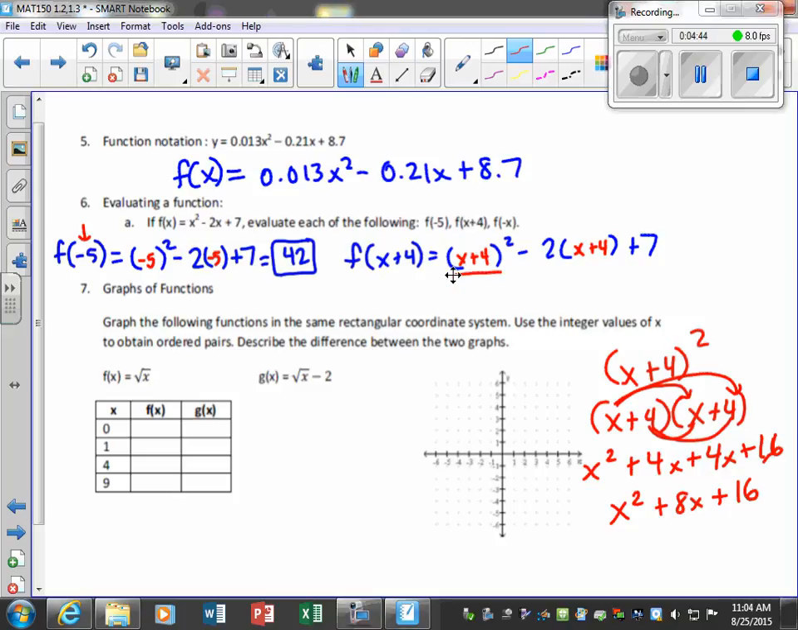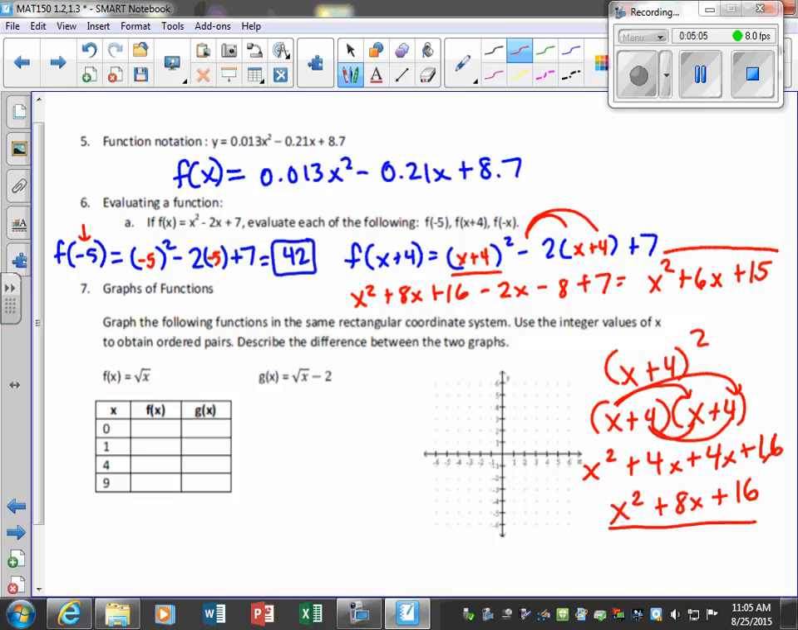So with our scratch work, we came up here. This simplifies to our x squared plus 8x plus 16. And then we're going to get minus 2x, minus 8 plus 7, and all that simplifies to x squared plus 6x plus 15.